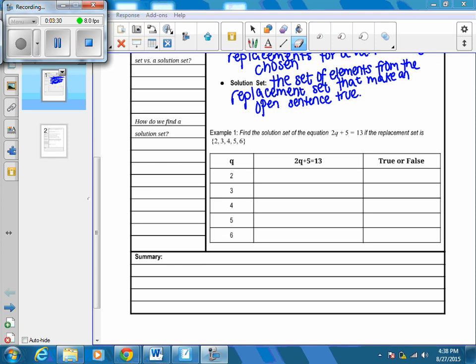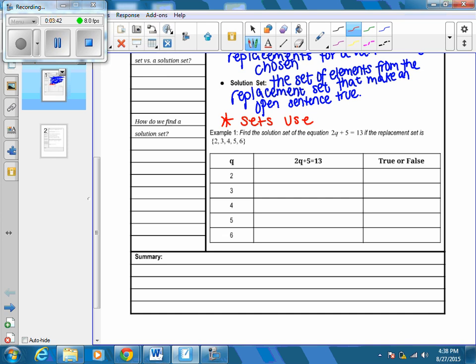Another important thing to note is when we talk about sets, I'm going to make a note under here. Set or sets use brackets. So if we look at example 1, it says find the solution set of the equation 2q plus 5 equals 13, if the replacement set is 2, 3, 4, 5, or 6. So we're going to use our values for q and substitute them into our equation, and see if any of these values make our statement true.